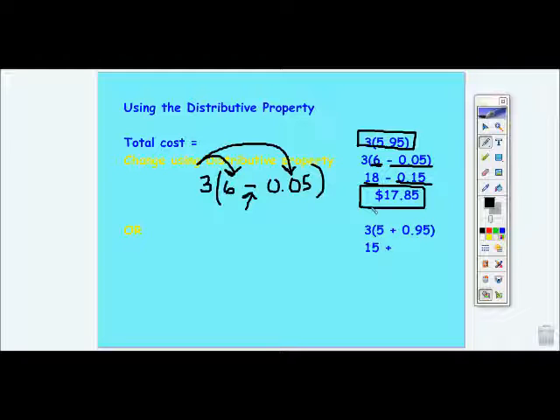Now, I could do it as an addition one. However, if I do it that way, I have 3 times 5, which is easy. That's 15. But notice my next would be 3 times 95. And now you've kind of lost the idea of making everything into mental math.